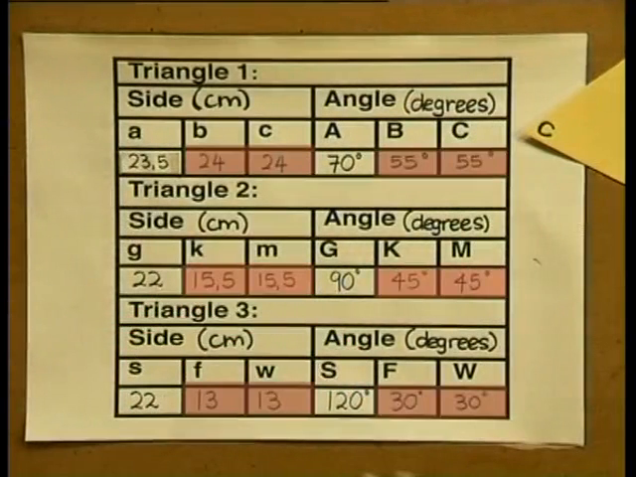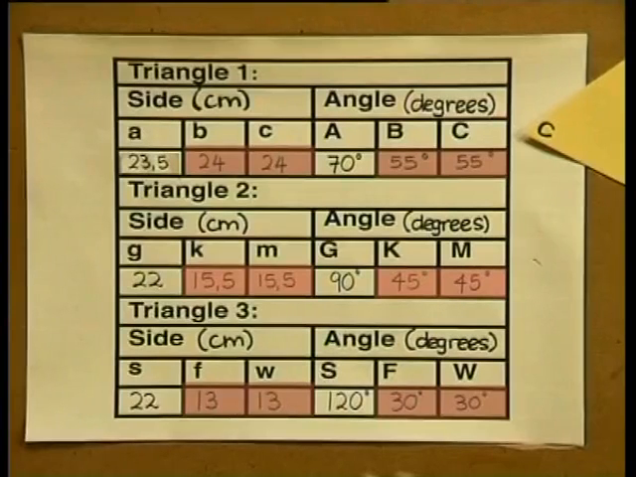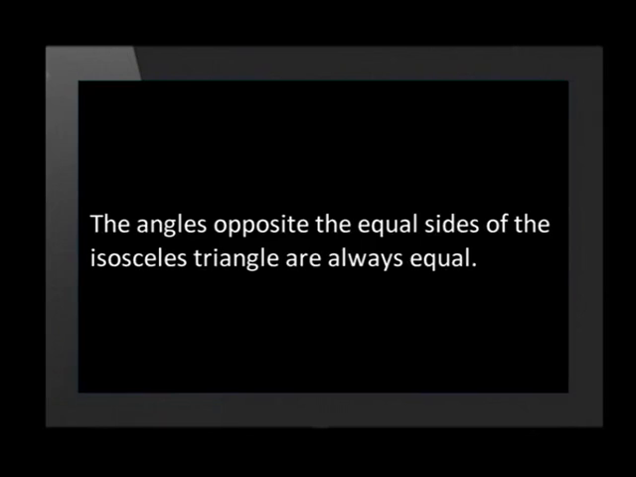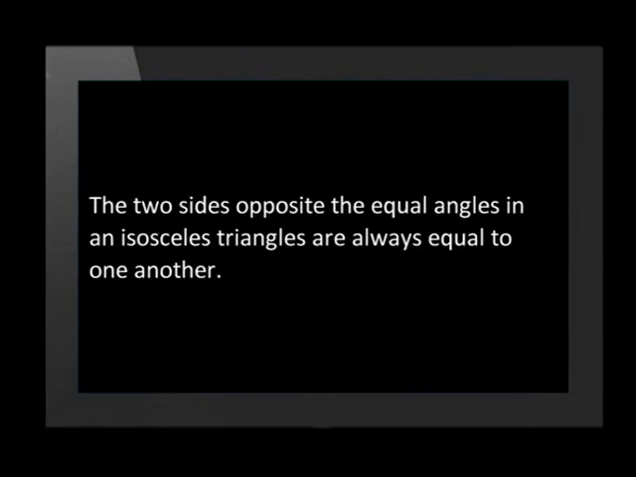The data that we got from this activity makes it possible for us to make two very important conclusions about isosceles triangles. We can say that although we measured 3 different isosceles triangles, the angles opposite the equal sides of the isosceles triangle are always equal. And the 2 sides that are opposite the equal angles in an isosceles triangle are always equal to one another. The data from our table also tells us a very important thing about the types of isosceles triangles that we get. Have a look.